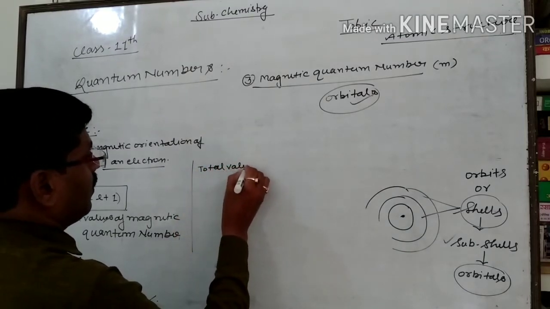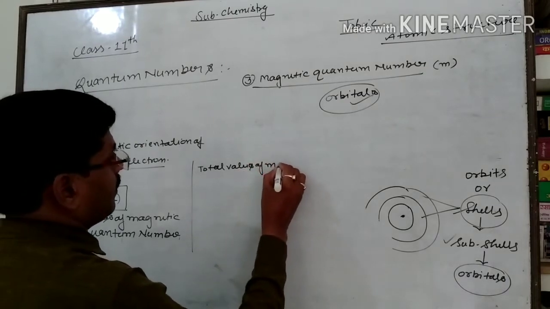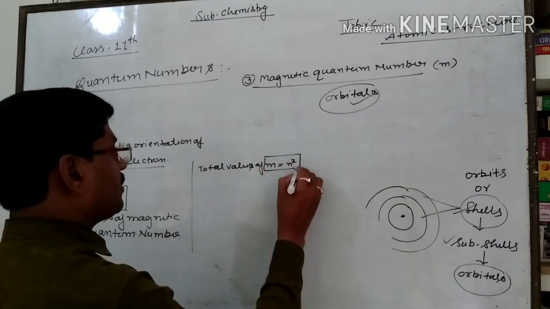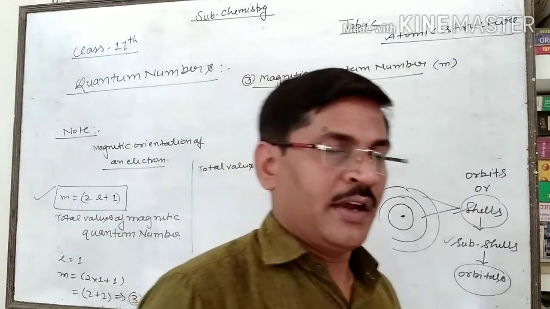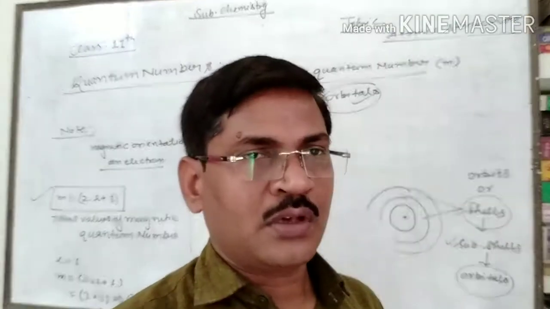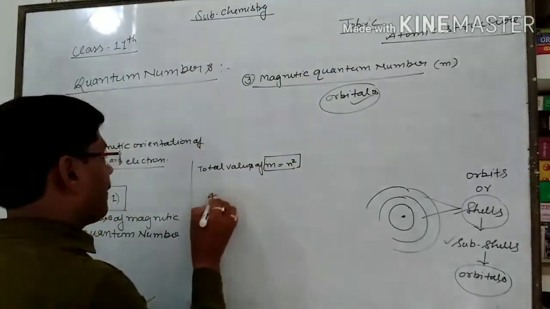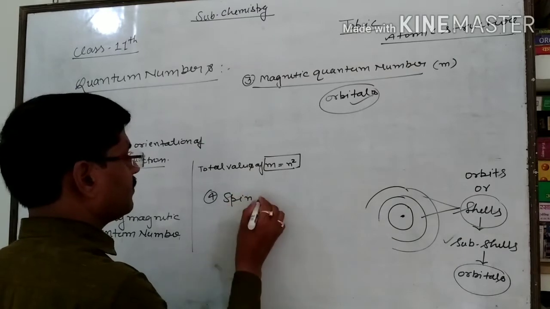Total values of m with the help of the principal quantum number, you have to use n square. In this way, this quantum number is also completed now. After that, the fourth quantum number is the spin quantum number.